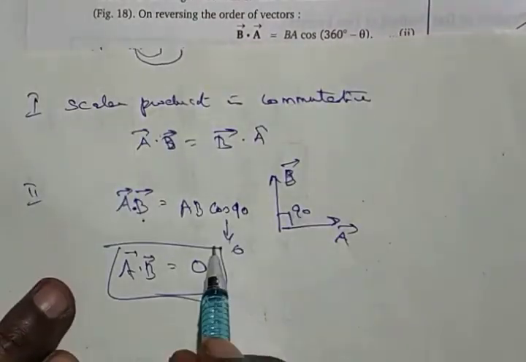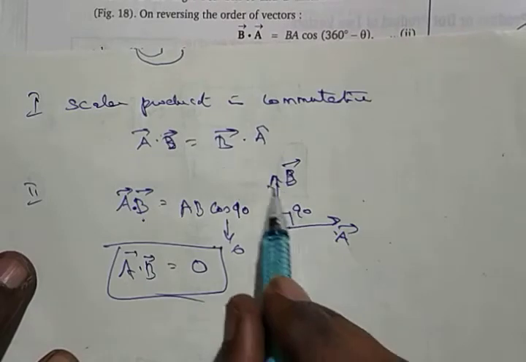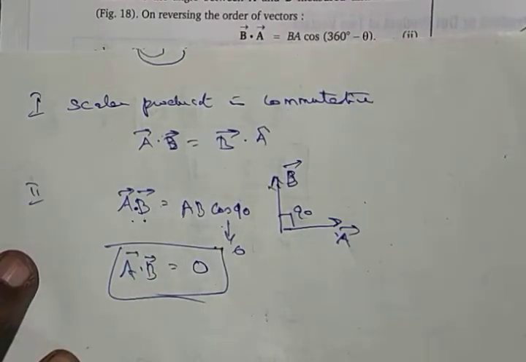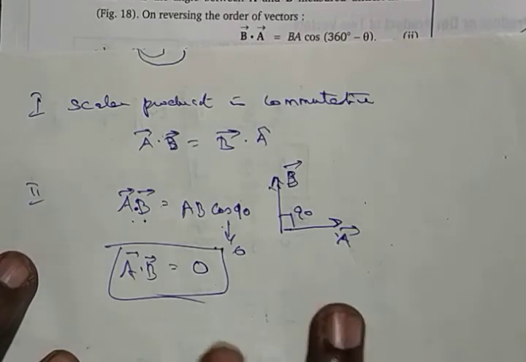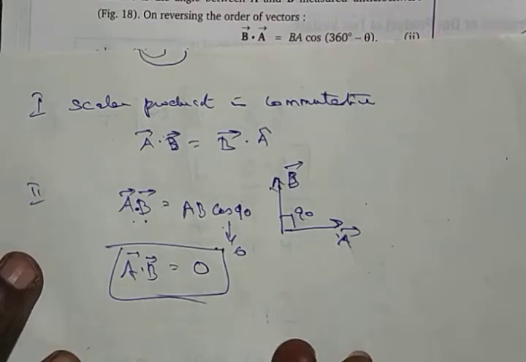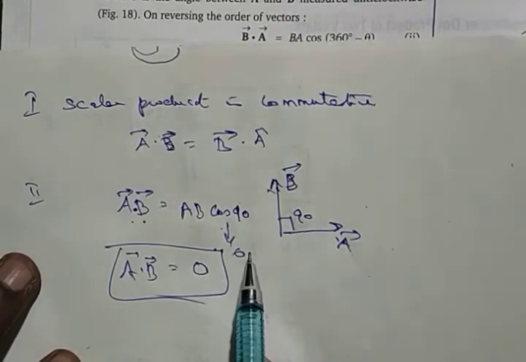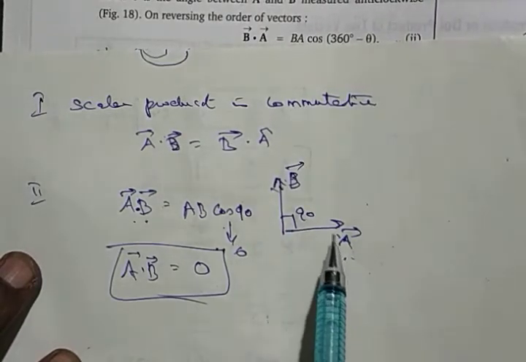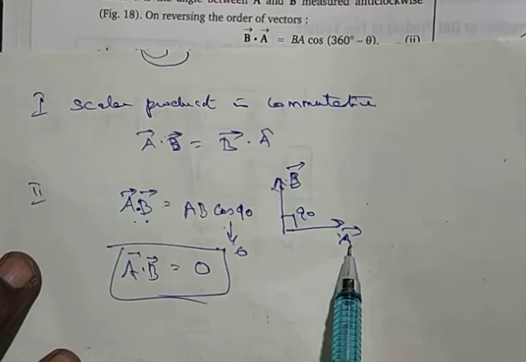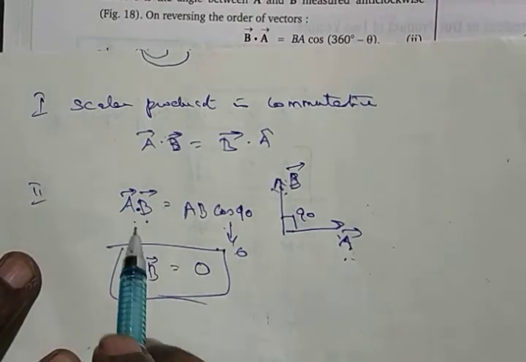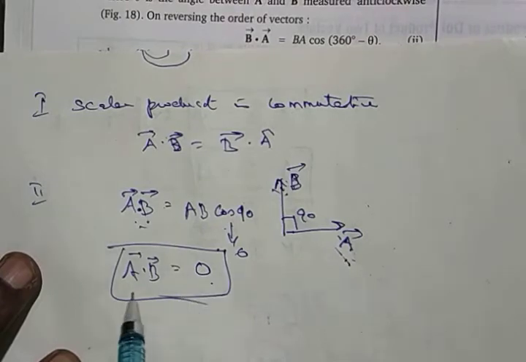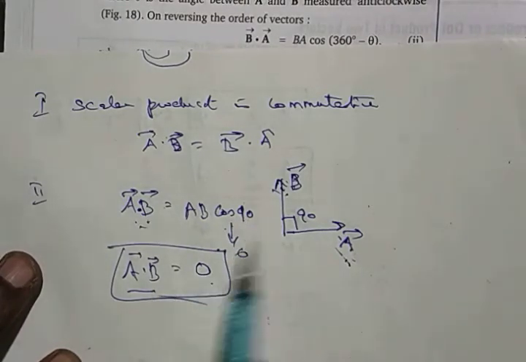The proof of two vectors to be perpendicular to each other is that the dot product you should get is 0. I am just putting the statement in the reverse condition. If you want to say yes, A is perpendicular to B, then do the dot product of these two. If the answer is 0, then definitely it is perpendicular. The angle is going to be equal to 90 degrees.